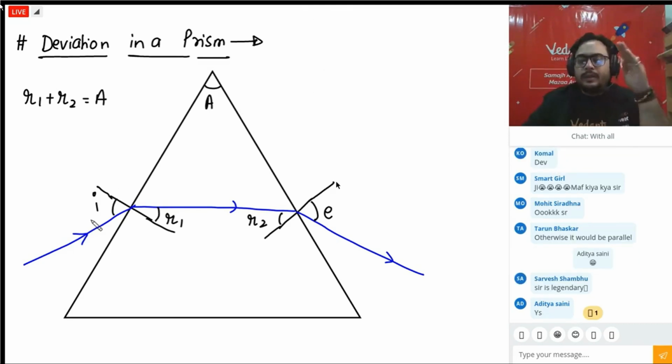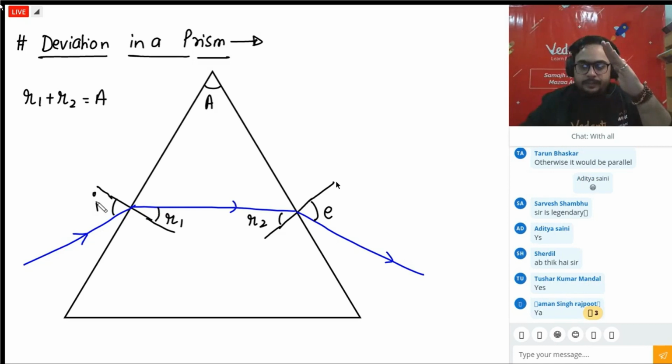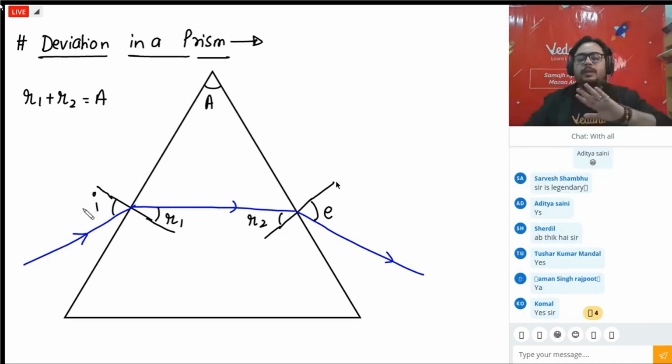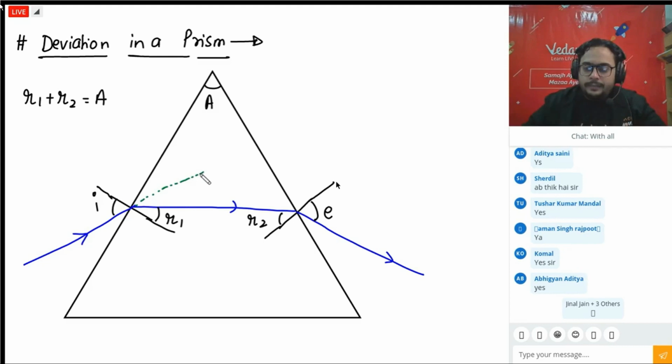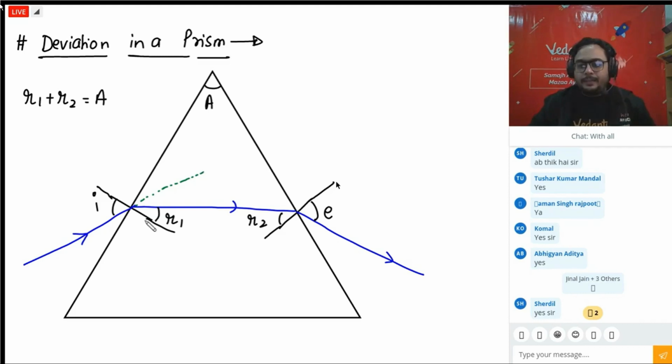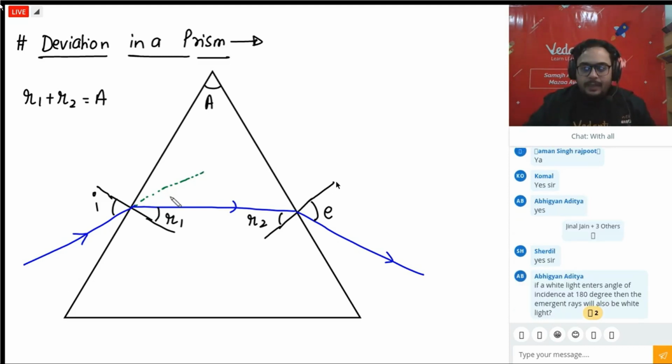So first of all, the ray was going like this. If there would have been no prism, अगर prism नहीं होता, then how would the ray have gone? It would have gone like this. Am I correct? But it got bent. It got deviated, can I say? So deviation happened here. That is delta 1.